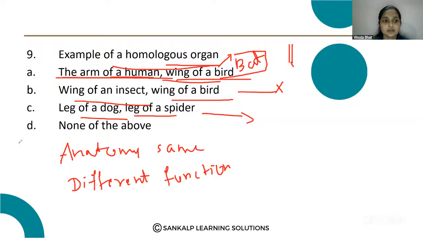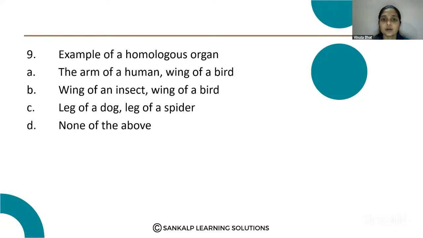So here the correct answer is option A, but wing of the bird should be wing of the bat. If you change it like this, then option A will be the correct answer.